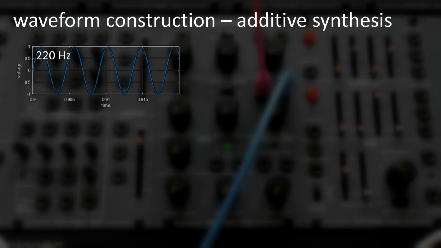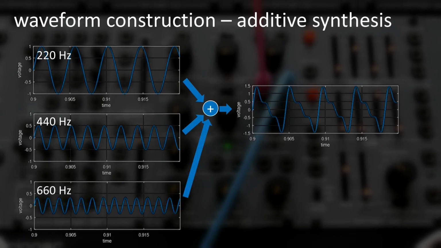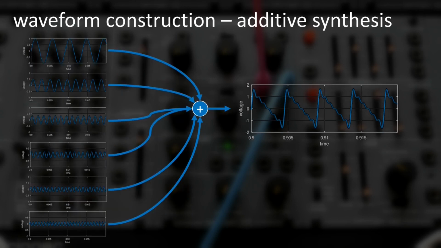Let's start with the single sine wave with 220 Hz, so an A2, and now we add a second sine wave with 2 times 220 Hz and half the amplitude, and a third wave with 3 times 220 Hz and 1/3 of the amplitude, and so on and so on. For 6 sine waves, the result looks like this, and is already quite close to a sawtooth wave.